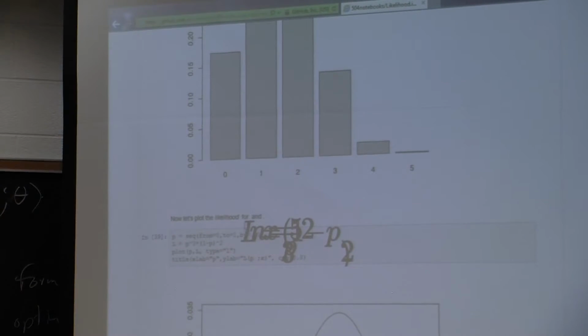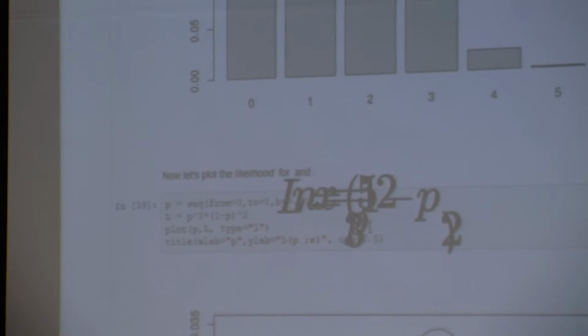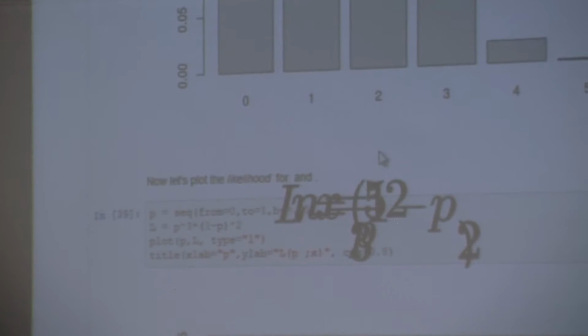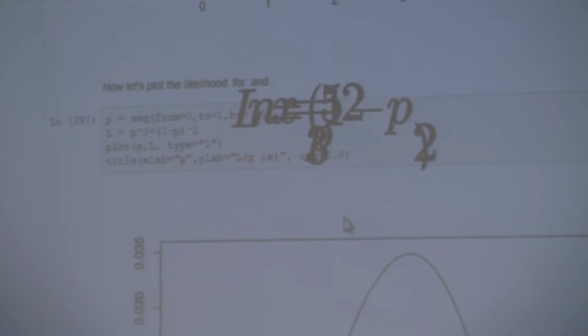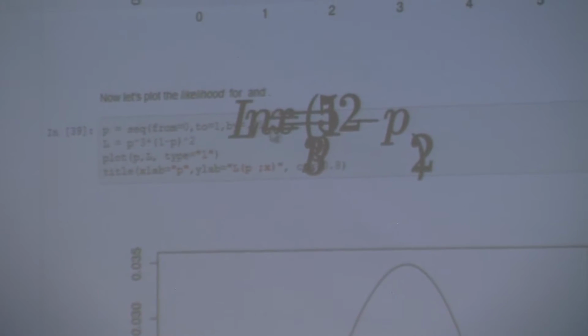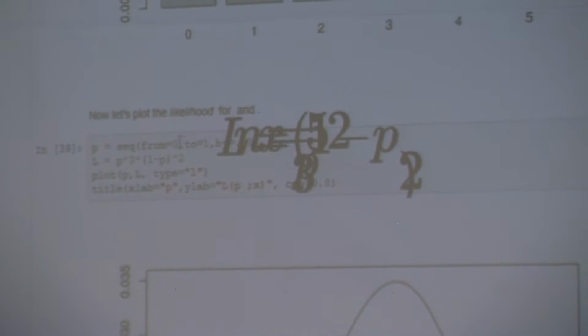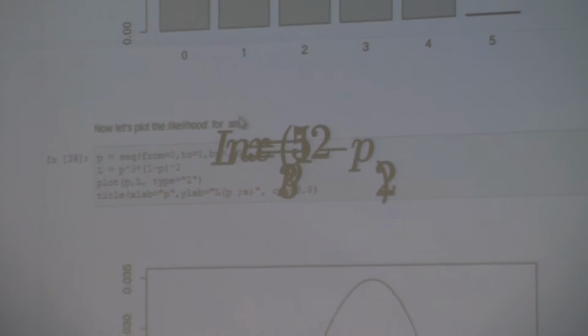And now we can plot the likelihood. Wow, that's terrible. Internet Explorer. Is this a really old version of Internet Explorer or something? It worked yesterday, though, right? Or not yesterday, it worked on Tuesday. Oh, okay.